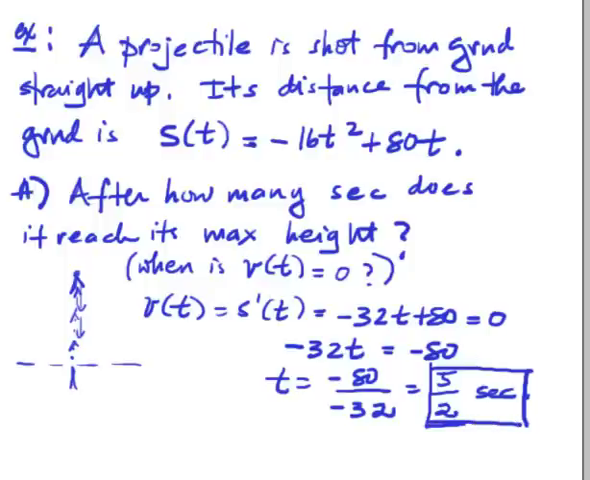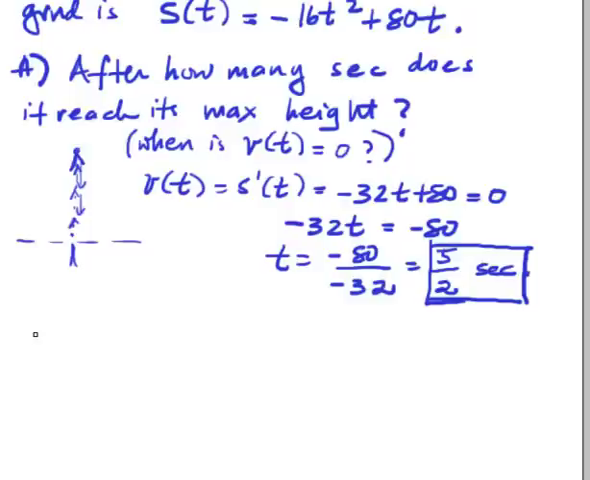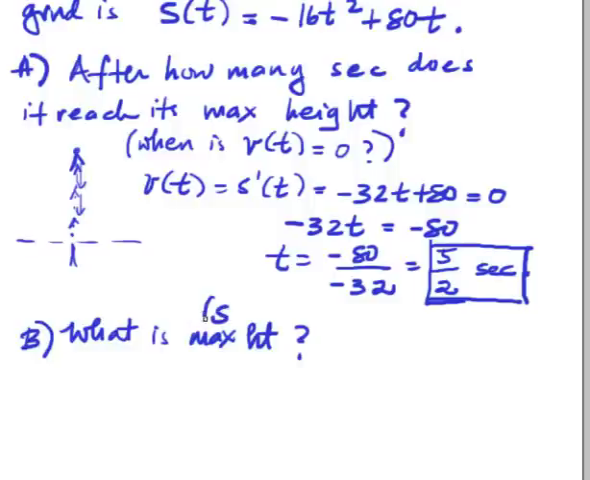And in part B, we want to know what is the maximum height. So this is going to be given in feet. All right, so we're asking what is s. S is the function that gives us feet, the distance function. So what we're asking is what is s of 5/2. Just plug the amount of time it takes to reach the maximum height into that distance function.